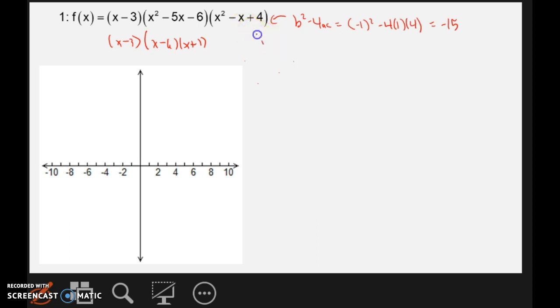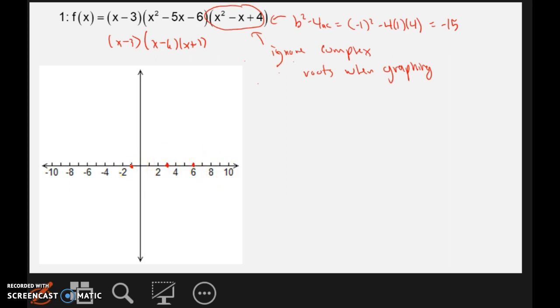So I'm going to put a little note here to ignore complex roots when graphing. We just don't care about them. Not that important. So when I graph, I've got my zeros at +3, at +6, and at -1.